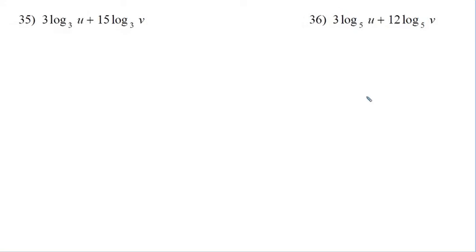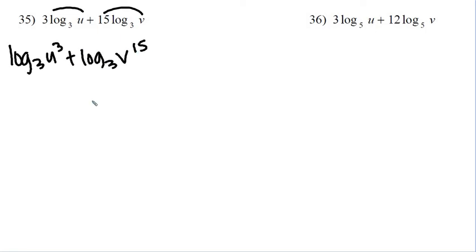Number 35, the same thing. So I'm going to bring my 3 up and my 15 up. So I have log base 3 of u to the 3rd plus log base 3 of v to the 15th. So this says product rule. Because they're adding, I can write this as a single logarithm as the product of their arguments.